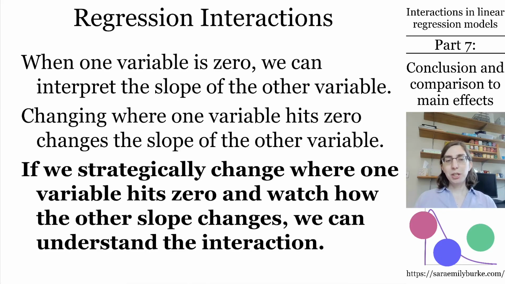What we've seen by thinking about interactions so far is that when one variable is 0, we can interpret the slope of the other variable. And changing where one variable hits 0 alters the slope of the other variable. And so we strategically change where one variable hits 0 in order to observe how the other slope changes, so that we can get hypothesis tests that enable us to understand the interaction. In other words, conditional associations between one variable and our response variable at specific values of the moderating variable.